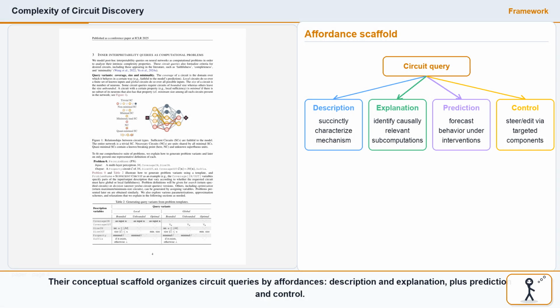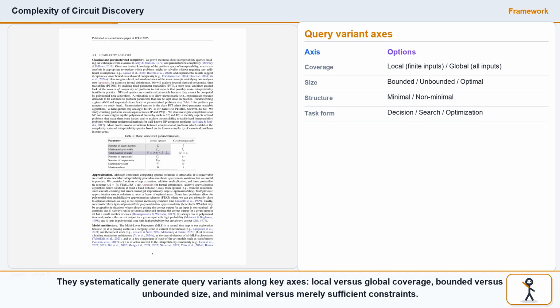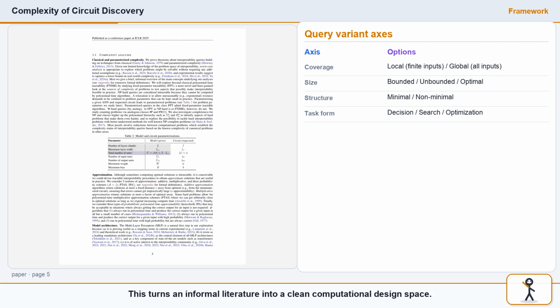Their conceptual scaffold organizes circuit queries by affordances, description and explanation, plus prediction and control. The key idea is to ask not only what a circuit is, but what operations it enables. They systematically generate query variants along key axes: local versus global coverage, bounded versus unbounded size, and minimal versus merely sufficient constraints. This turns an informal literature into a clean computational design space.